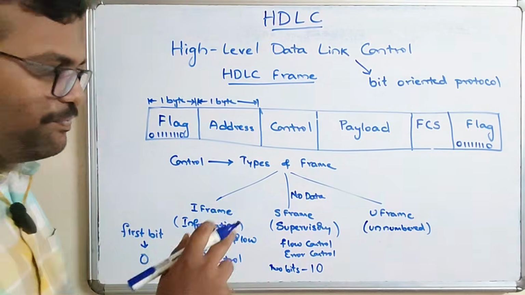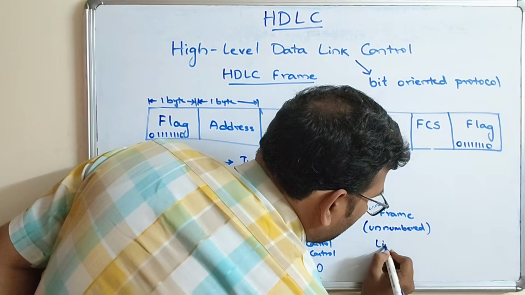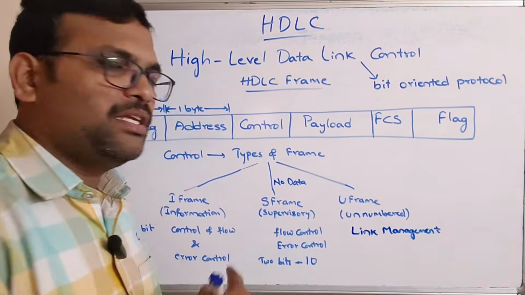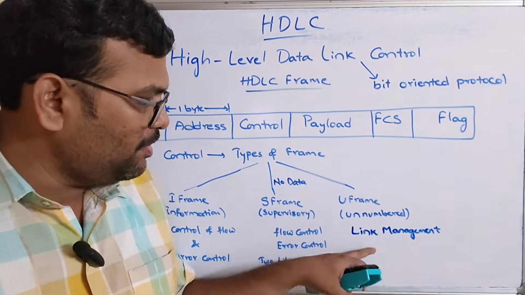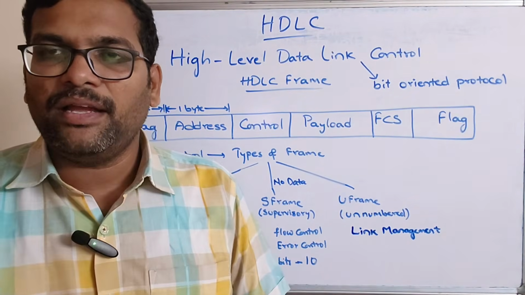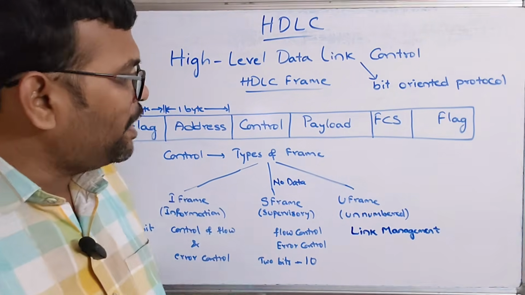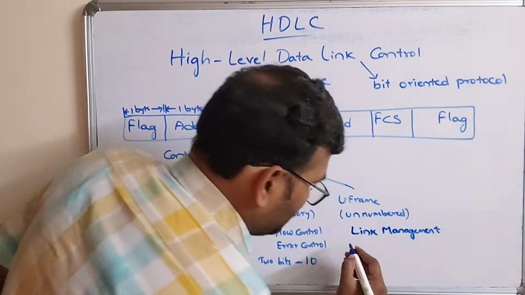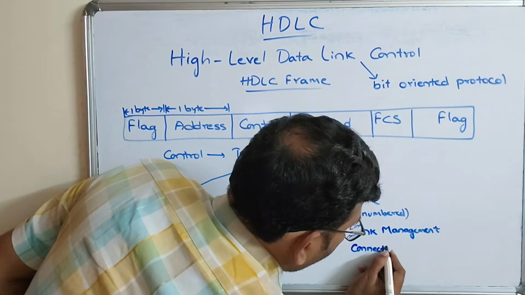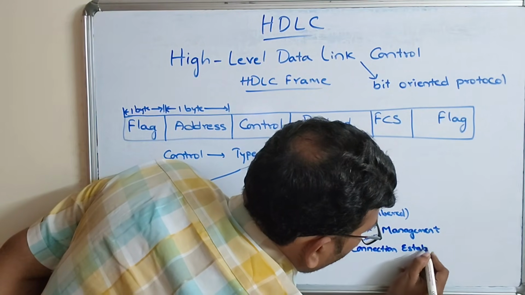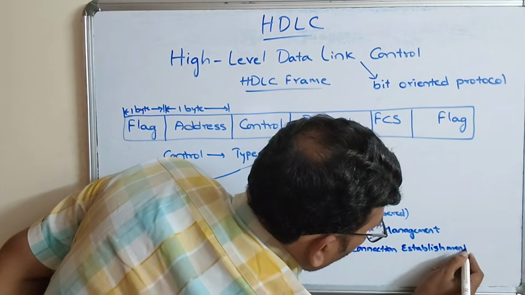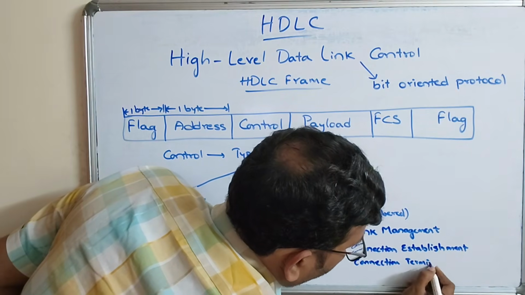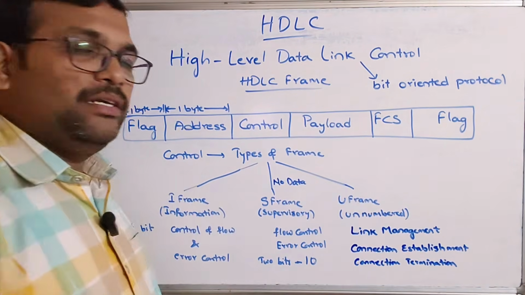Unnumbered frame. This frame will give the link management. Here, link management, as the name itself indicates, gives information about connection establishment and connection termination. So apart from the actual data, it will also give the information regarding the connections, both connection establishment and connection termination.